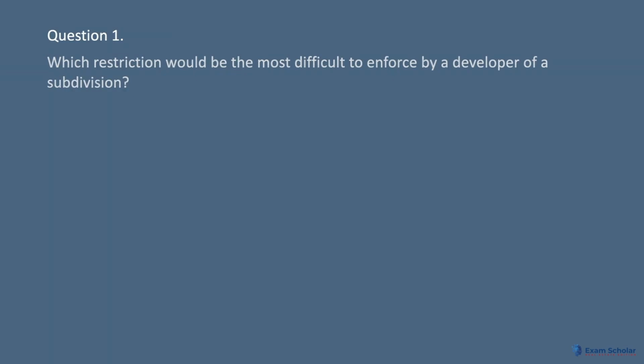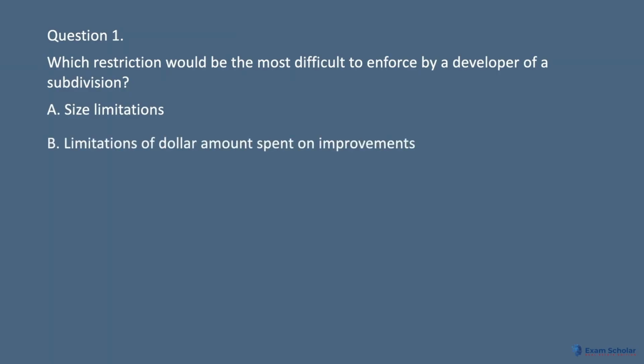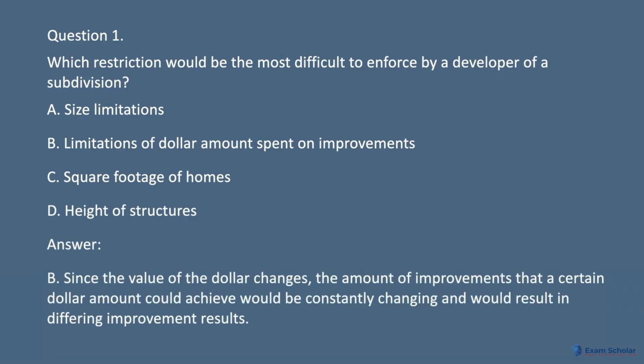above factors. Question 1. Which restriction would be the most difficult to enforce by a developer of a subdivision? A. Size limitations. B. Limitations of dollar amount spent on improvements. C. Square footage of homes. D. Height of structures. Answer. B. Since the value of the dollar changes, the amount of improvements that a certain dollar amount could achieve would be constantly changing and would result in differing improvement results.